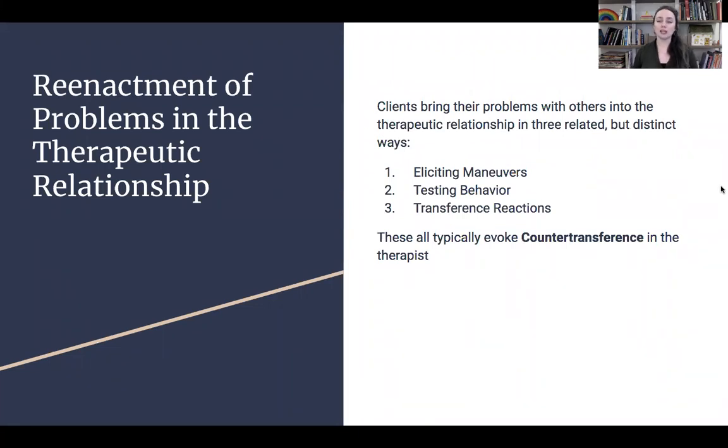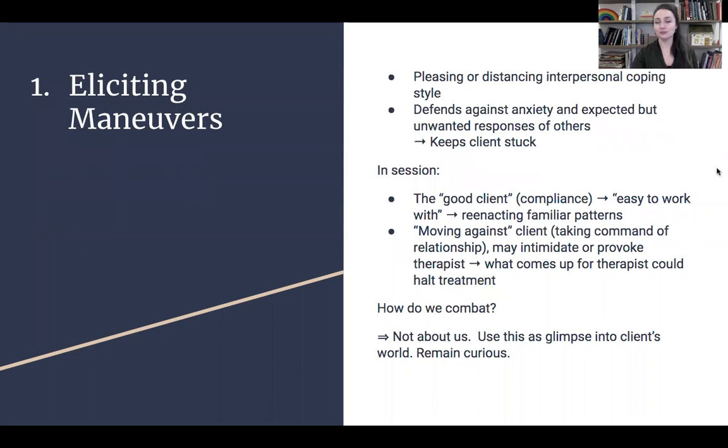Clients will bring these patterns into the therapeutic relationship in 3 related but distinct ways: eliciting maneuvers, testing behaviors, and transference reactions. Typically, all of these will bring up feelings for us as therapists, and that is countertransference. Eliciting maneuvers. This is a pleasing or distancing interpersonal coping style. It's useful for the client in that it serves to defend against anxiety and expected but unwanted responses of others. This can keep clients feeling really stuck.